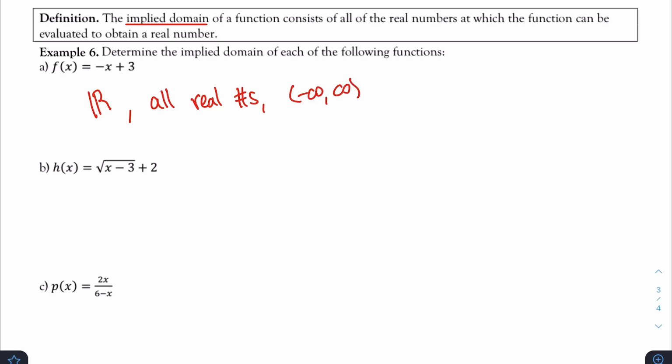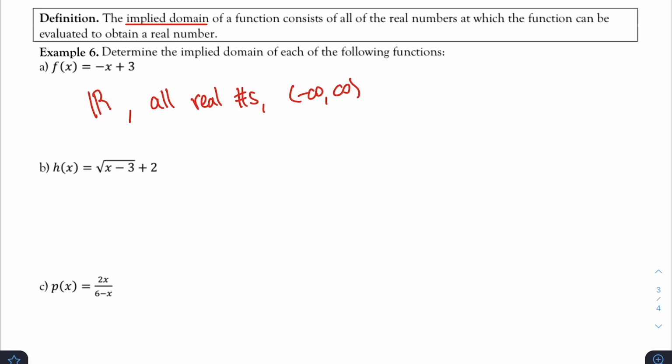Now let's look at part B. Here I have the square root of x minus 3, plus 2. Going into my list of restrictions, again, I don't want to divide by 0. I don't want to take the square root of a negative. Well, I'm never dividing by 0 in this situation. I don't even have fractions moving around. But I do have a square root.